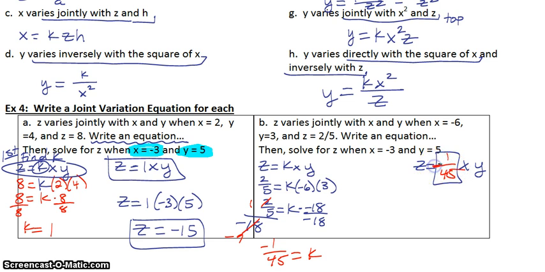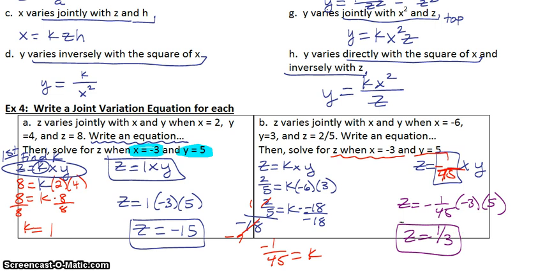Alright, so there is my equation. That's a negative sign. It's just going into my fraction bar. Alright, and then part 2, solve for z when x is -3 and y is 5. So same thing we did before, just plug in x and plug in y, and then I'm going to figure out what that is. And I end up getting -15 over -45, so that would be 1/3. Alright, make sure you write down your questions.